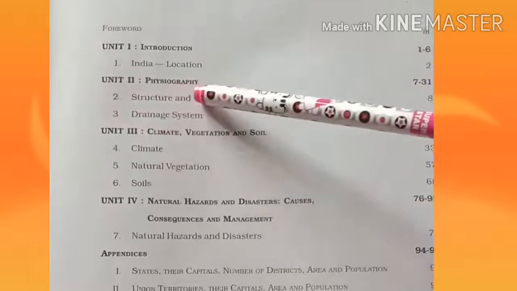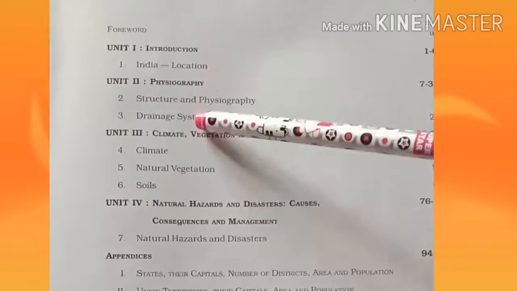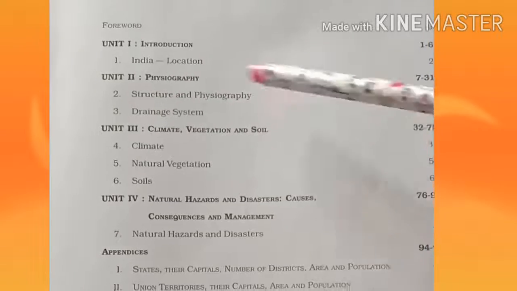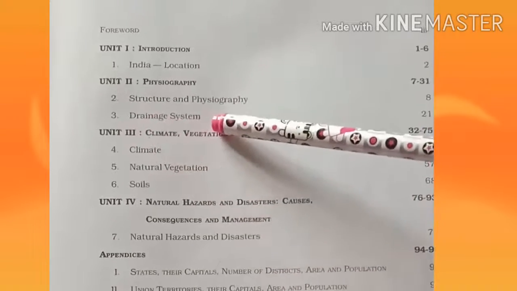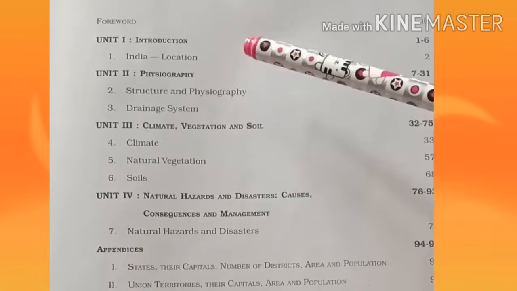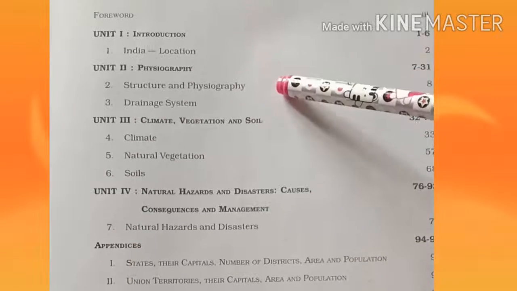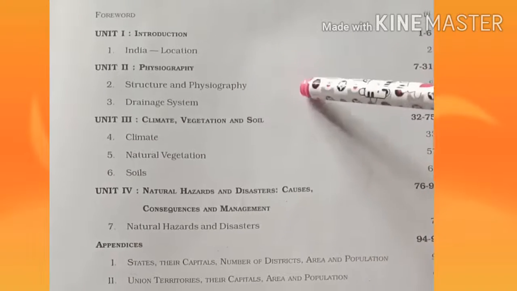The second unit is physiography, which contains two chapters: structure and physiography, and drainage system, in which we will study about the physiographic divisions and the drainage system of the Himalayan and the peninsular.